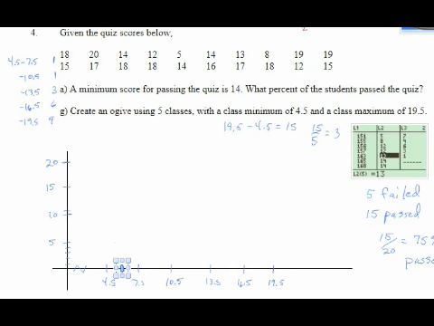And now I'm going to put the midpoints for each class and calculate those midpoints. Notice the midpoint of 16.5 and 19.5 is 18.